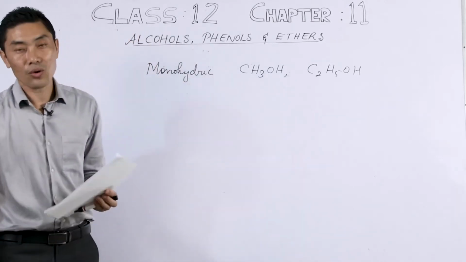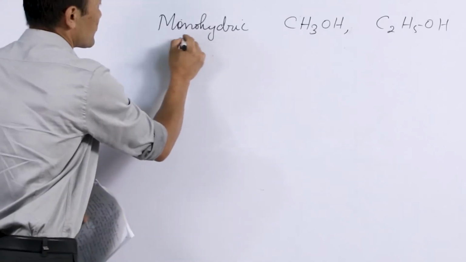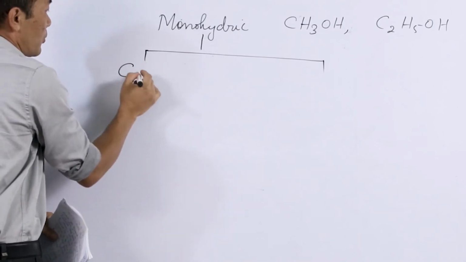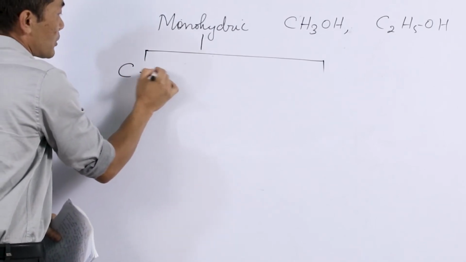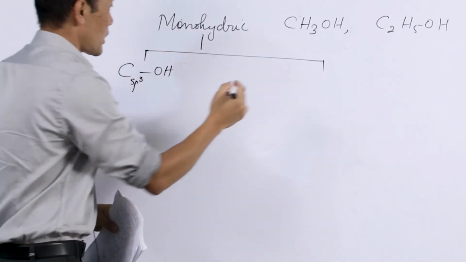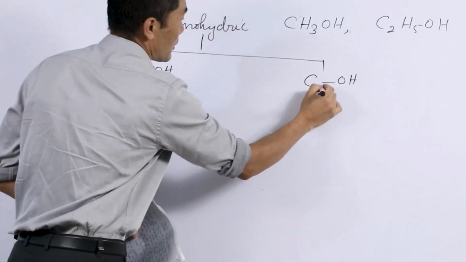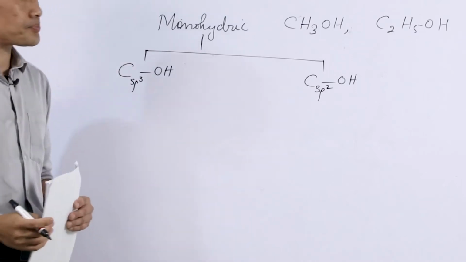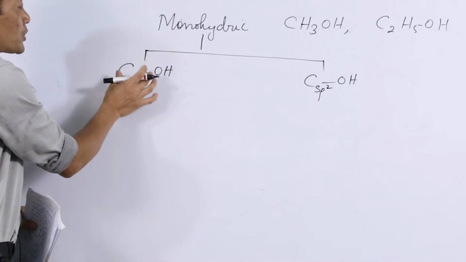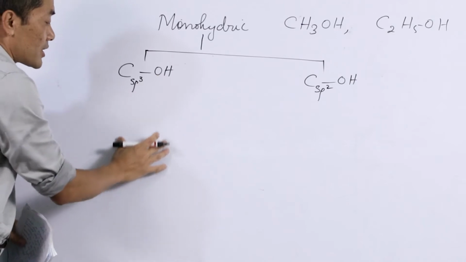Now the monohydric alcohols are again classified into two different types. There are those alcohols where the carbon atom to which the OH group is attached is sp3 hybridized. And there are those alcohols in which the carbon atom to which the OH group is attached is sp2 hybridized. So those in which the carbon atom is sp3 hybridized, I can further classify like this.